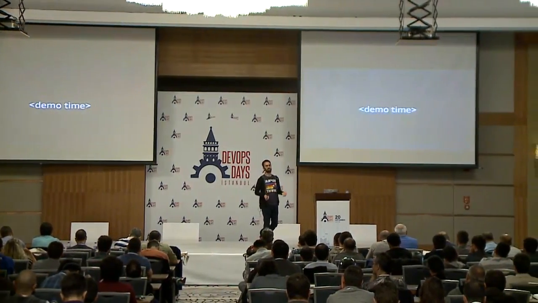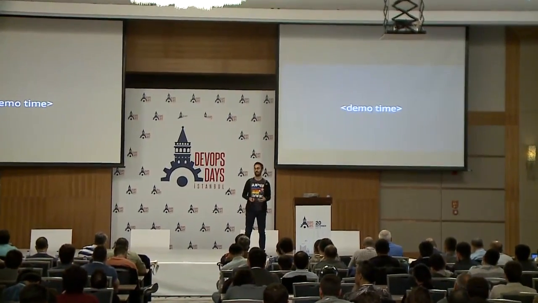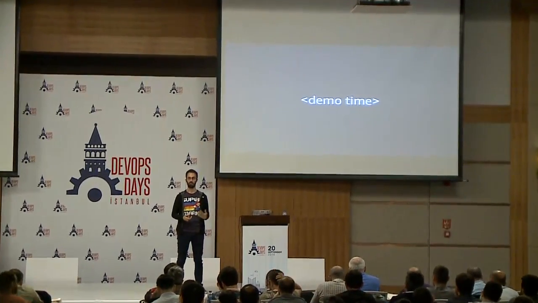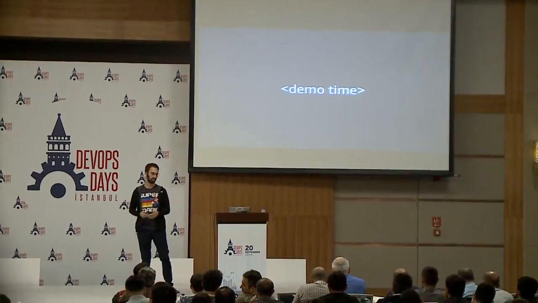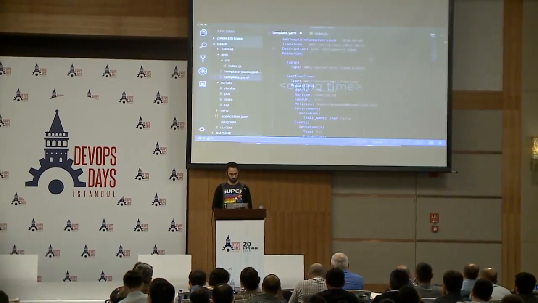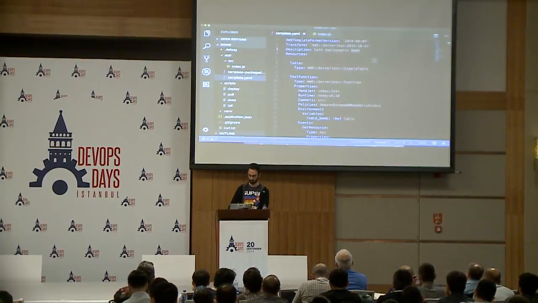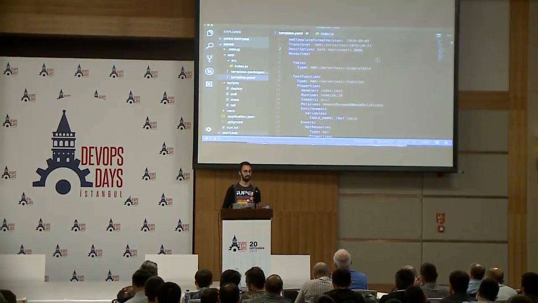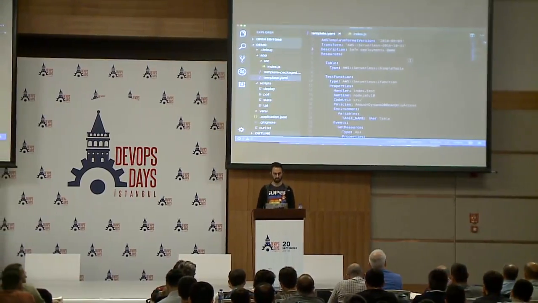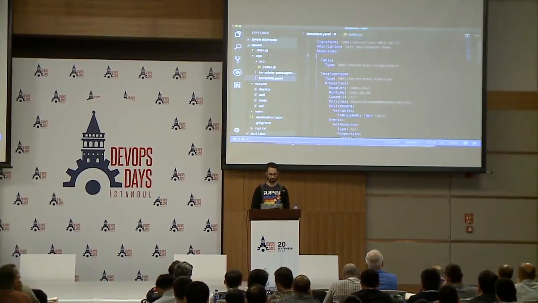But we wouldn't be here if nothing ever went wrong. So I want to show you a real example of what happens when something goes really wrong. So let me show you. Okay, so here I have my template. It's a YAML template. Sorry, it's a bit small.